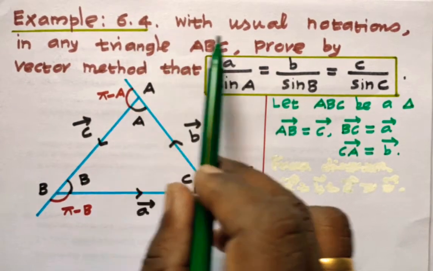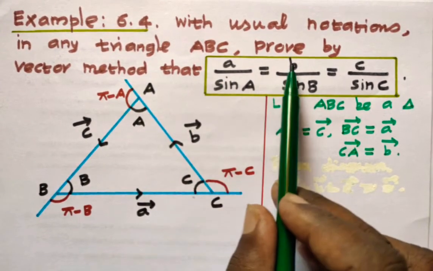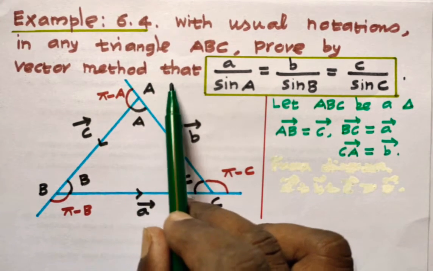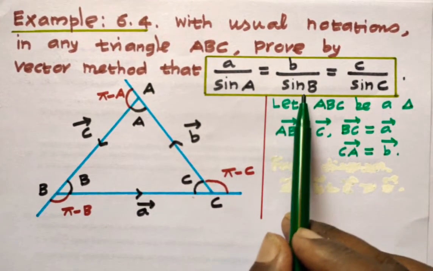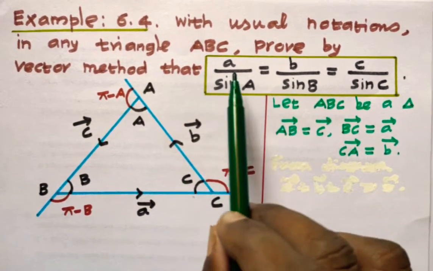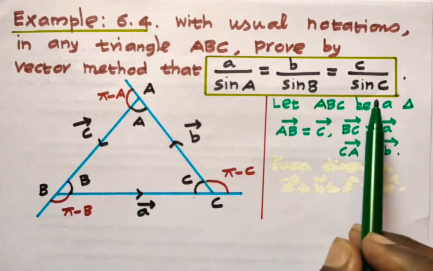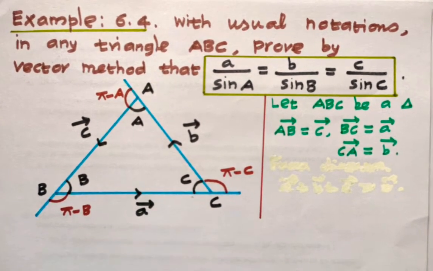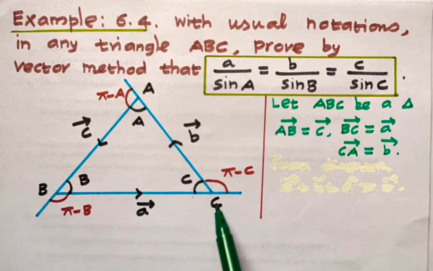Example 6.4, with usual notations in any triangle ABC, prove by vector method that a divided by sine A is equal to b divided by sine B is equal to c divided by sine C. Here small a, b, c are sides and capital A, B, C are angles of a triangle. First of all, construct a triangle ABC.